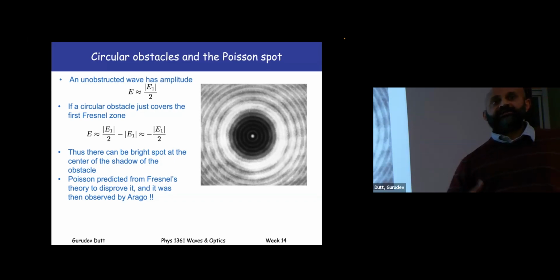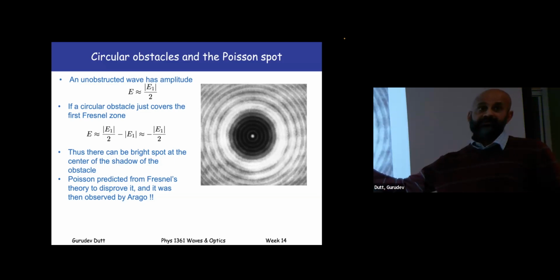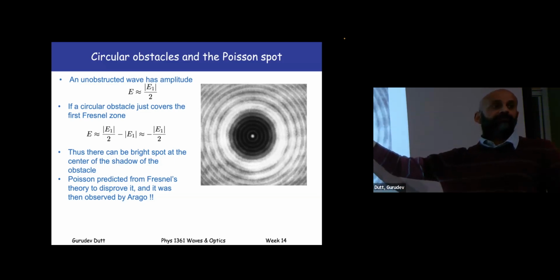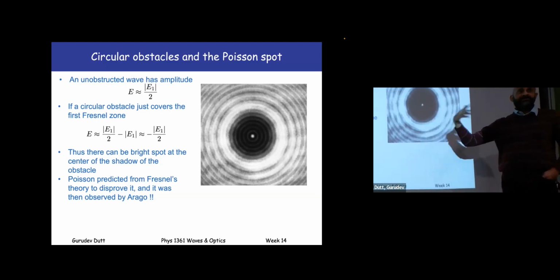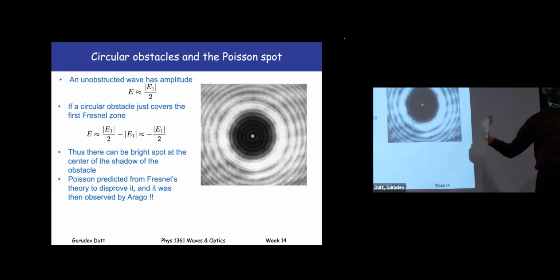And he took Fresnel's theory and made this prediction that at the central point of an obstacle in the shadow region, if you illuminate with light, there will be a bright spot. And he said that that's nonsense. There's no such bright spot. We don't observe it. So therefore, this is nonsense. So this wave theory is disproved.